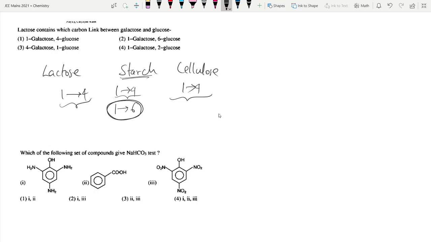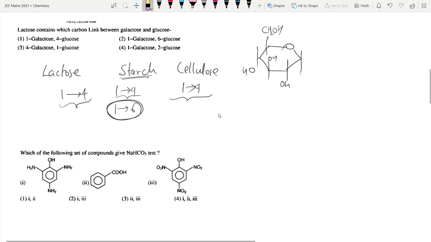Then it becomes okay for lactose. As far as I remember, suppose this is your glucose molecule, it could be alpha or beta, anything. Here if you have CH2OH up, then here OH is down, here OH is up, here OH is down, and here if you take a beta glucose, then OH will be up. If you take an alpha, then OH will be down.